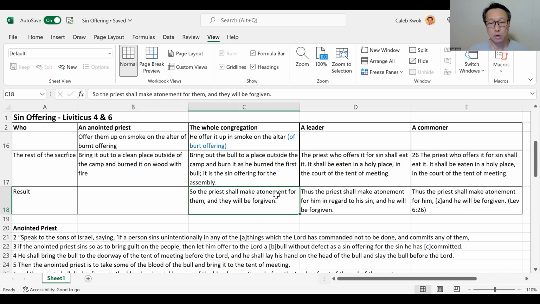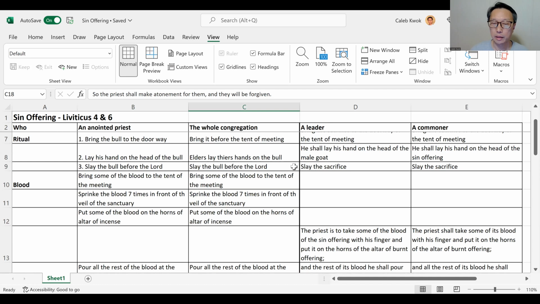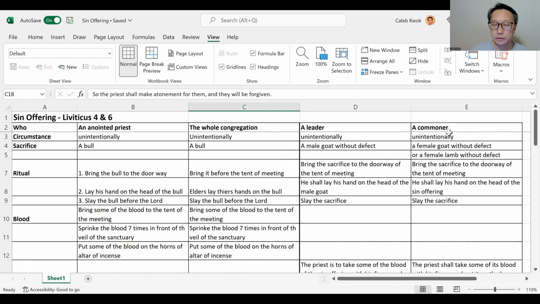Okay. Now, we're going to go to the third column: a leader and a commoner. Again, the offense is committed unintentionally. But the offering or the sacrifice is not the same as for the high priest or the congregation. This time it is a male goat without defects.